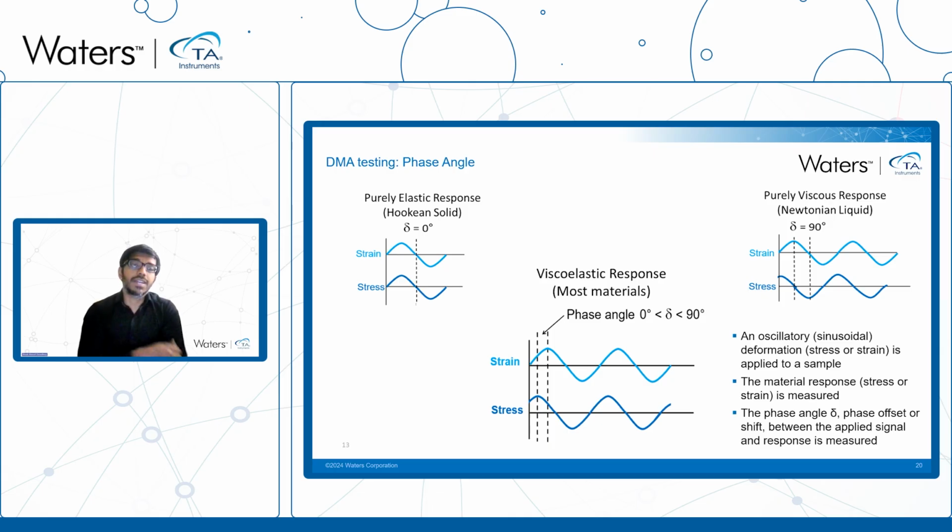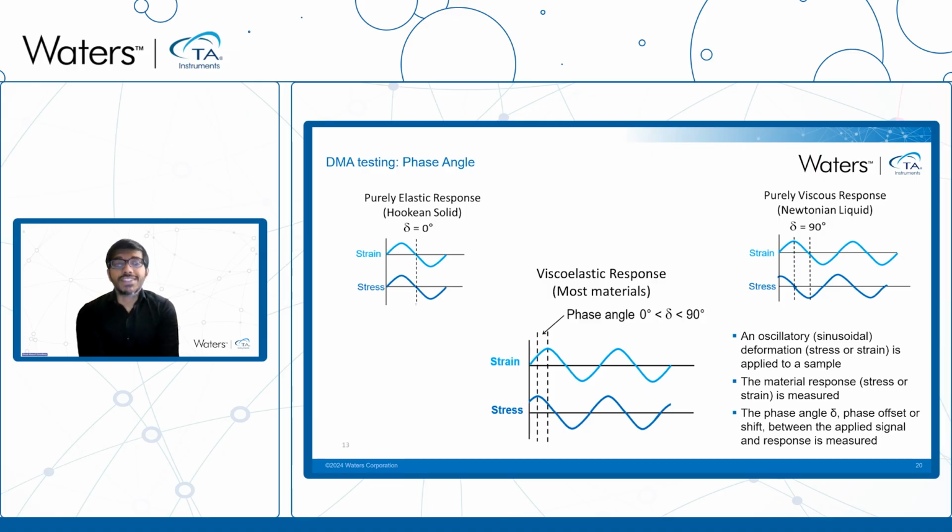The first parameter a DMA test determines is the phase angle. When a stress is applied and the corresponding strain is measured for a material, or vice versa, the phase angle between the two signals is measured. For a purely elastic solid or elastic material, the phase angle between the two signals will be 0 degrees. On the other hand, for a purely viscous material, the phase angle between the two signals will be 90 degrees. Since most materials are between being an ideal solid and an ideal fluid, that phase angle will be between 0 and 90 degrees for most materials.